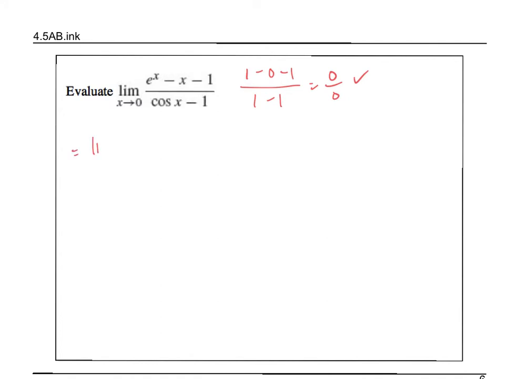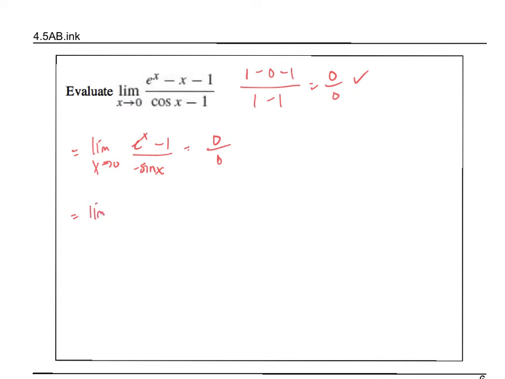So then it is equivalent to the limit as x approaches 0 of e to the x minus 1 divided by negative sine x. So now I evaluate this one. E to the 0 minus 1, well, that's still 0. And negative sine at 0, well, that's also still 0, which means we can try again.